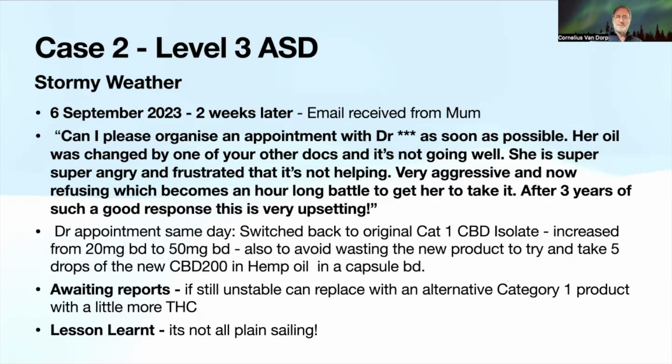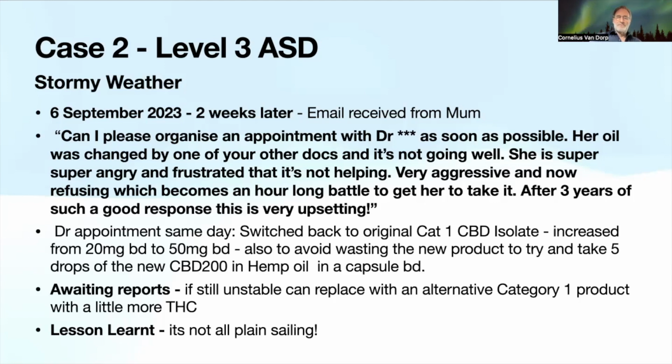So I had an appointment with her that same day and switched her back to the old category 1, but raised that from 20 milligrams twice a day to 50 milligrams twice a day. And awaiting reports. Lesson learned, it's not all plain sailing. Actually, in fact, a few weeks later, I saw the mum as a patient, who turned out to also have ASD and ADHD.